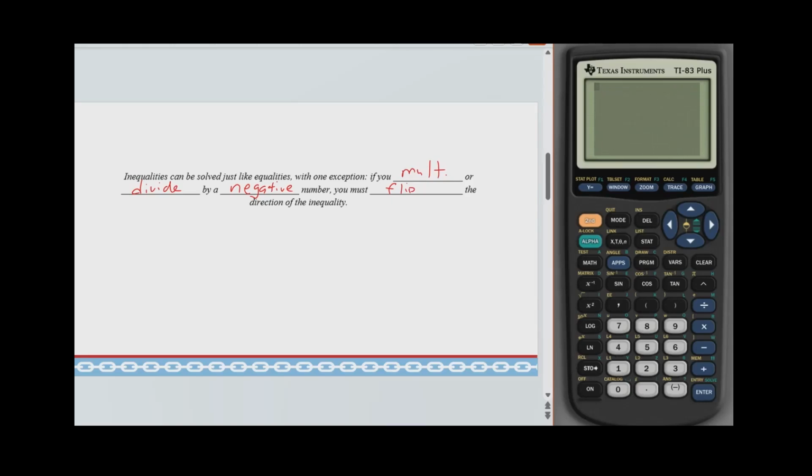If in the course of solving you multiply or divide across the inequality sign, sorry, not an equal sign, by a negative number, you must flip the direction of that inequality. So it's not going to happen every single time, but you have to be on the lookout for that.